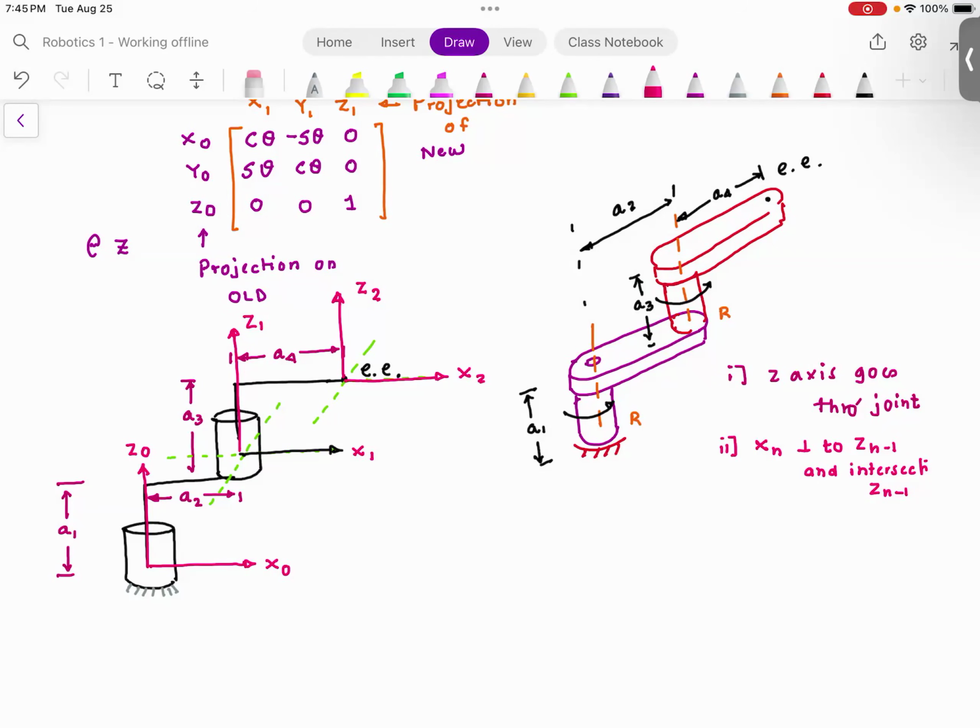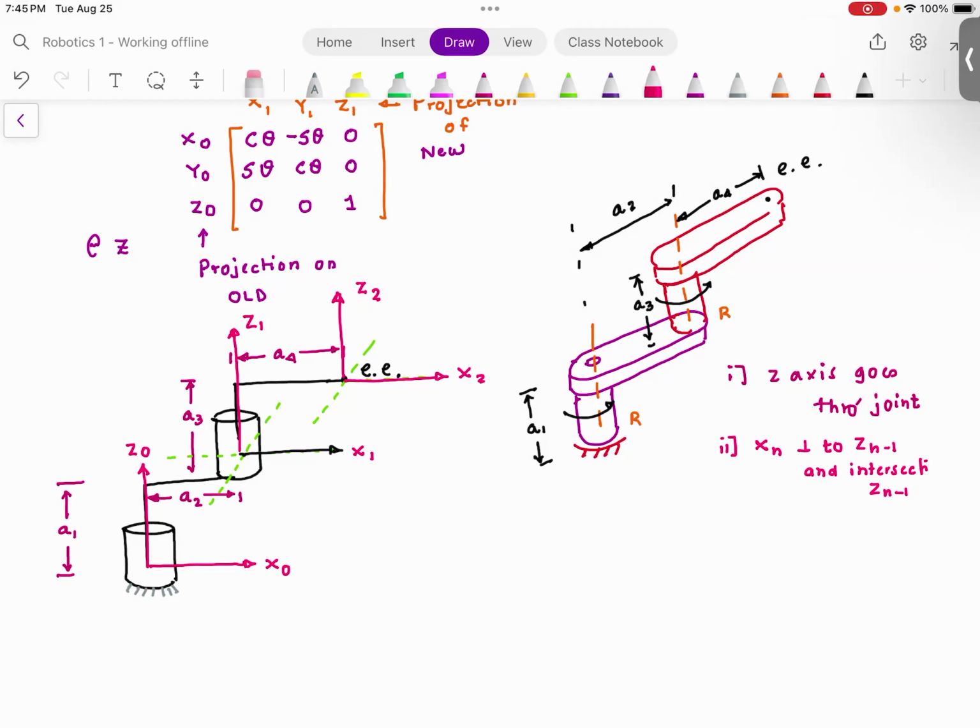x1 needs to be in that orientation because x1 needs to be perpendicular to z0, perpendicular to z1, and it needs to intersect z0. In other configurations, x1 does not intersect. Now, if you look at x2, x2 needs to be perpendicular to z1 and z2 and should intersect z1. So that position is the right position for x2.